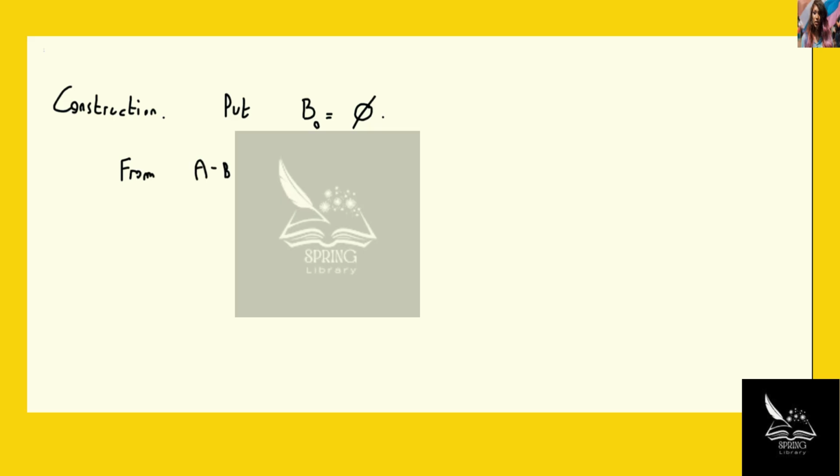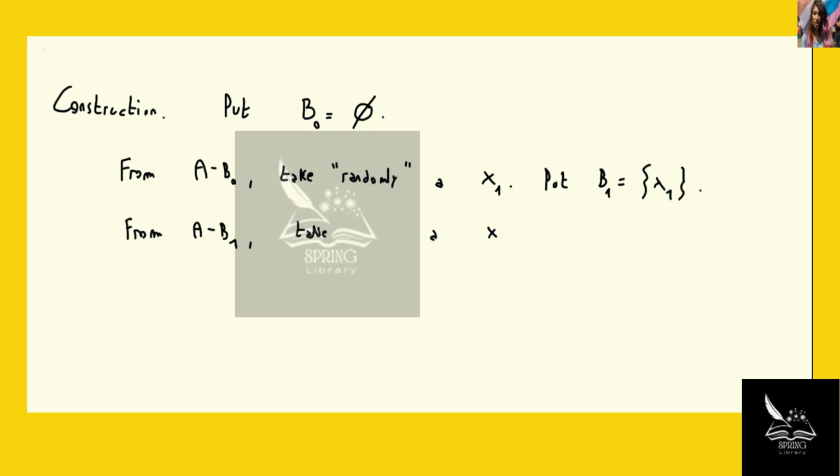Now from A minus B0, we take some element in some way, let's say randomly, an element x1. Of course, B0 is empty, so when we remove nothing from A, we're just left with A, and A is an infinite set. So, there are infinitely many elements. Let's just take one. Let's call it x1. Then we put B1 to be the set that only contains this element x1.